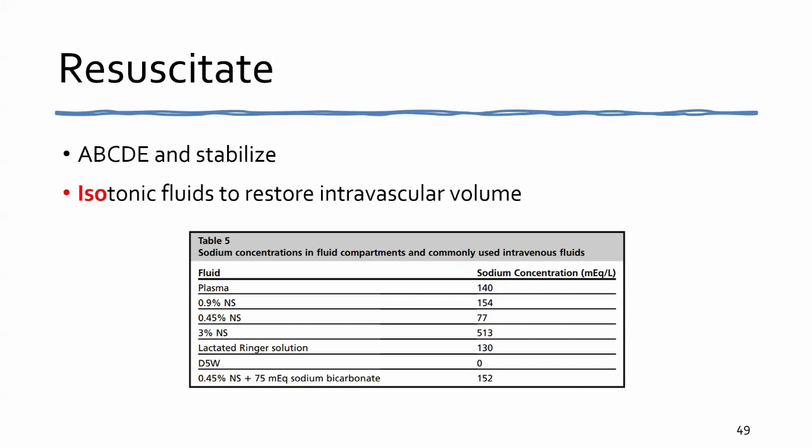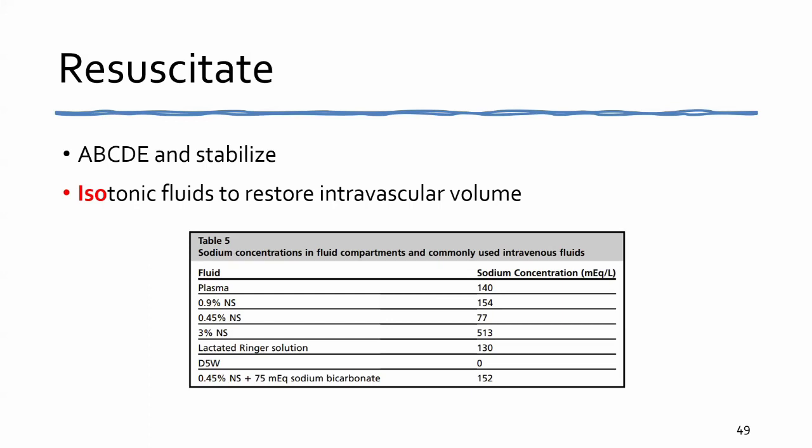We do this using isotonic fluids. We do not give large boluses of hypotonic fluids. Ideally, we'd want to use a balanced crystalloid like Ringer's or Plasma-Lyte, but you can use normal saline if you don't have anything else. So it is not contraindicated to give normal saline to these patients, even though it has a relatively higher sodium concentration than plasma. Our first goal is to fluid resuscitate.